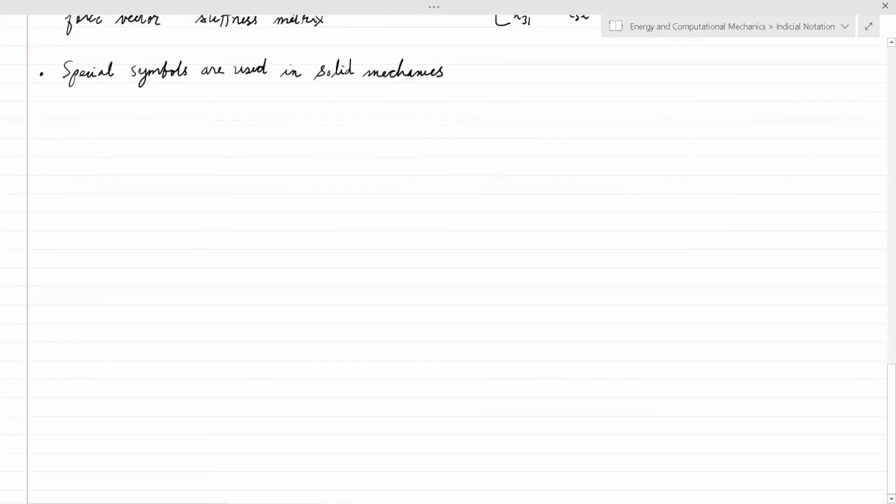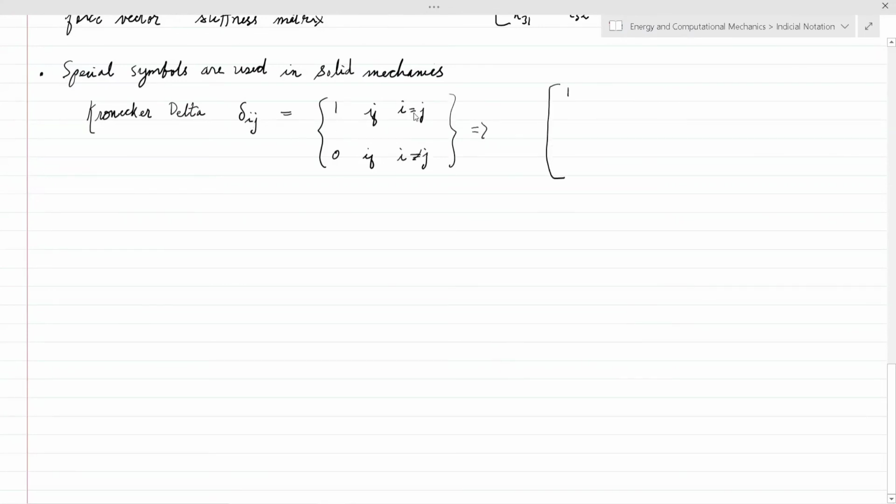There are also special symbols that we use in solid mechanics. There's something called the Kronecker delta. The Kronecker delta takes a value of 1 if i equals j. If i is not equal to j, then it takes a value of 0. It turns out that this becomes the components of an identity matrix.